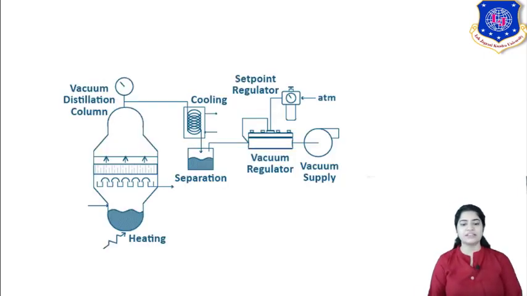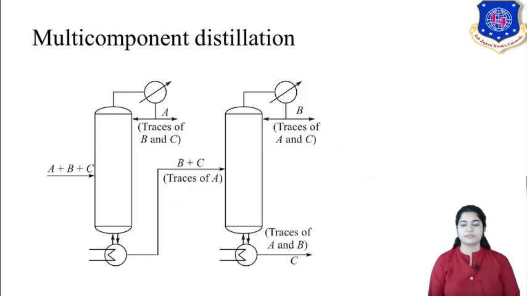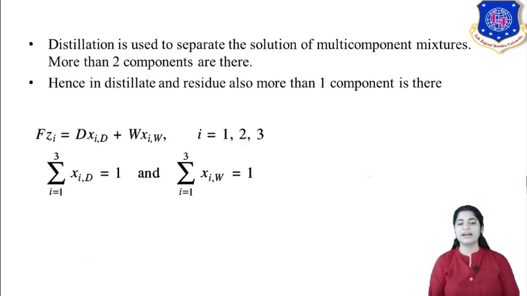So you can see that this is your unit. You are providing the heat, but the components will boil at low temperature because you have reduced the pressure, which ultimately reduces the vapor pressure. The next topic is multi-component distillation. When more than 2 components are present and you have to separate them out, you use multi-component distillation. The same procedure is there for the distillation method, but here more than 1 component is there. Hence in your distillate also you will get more than 1 component.